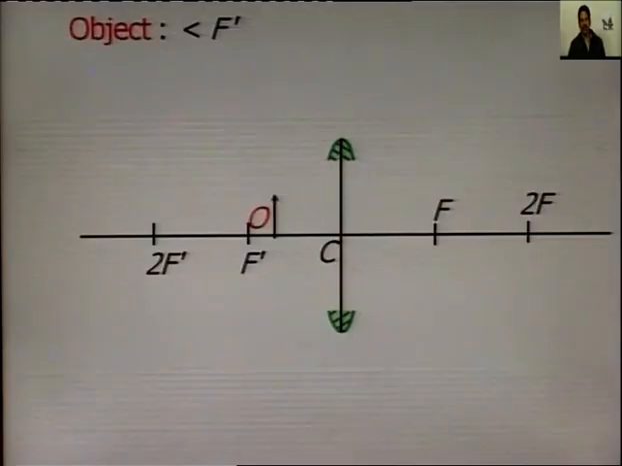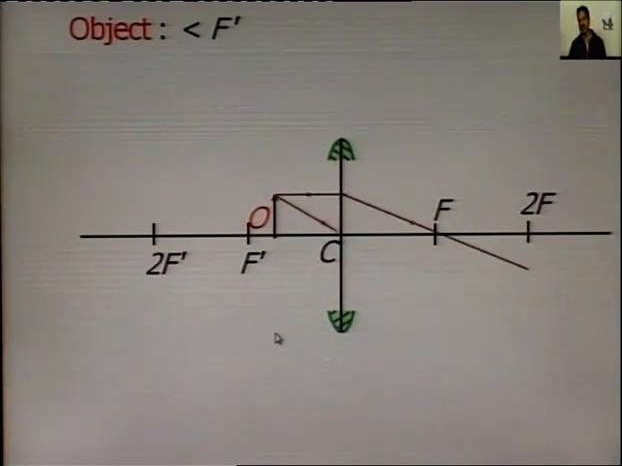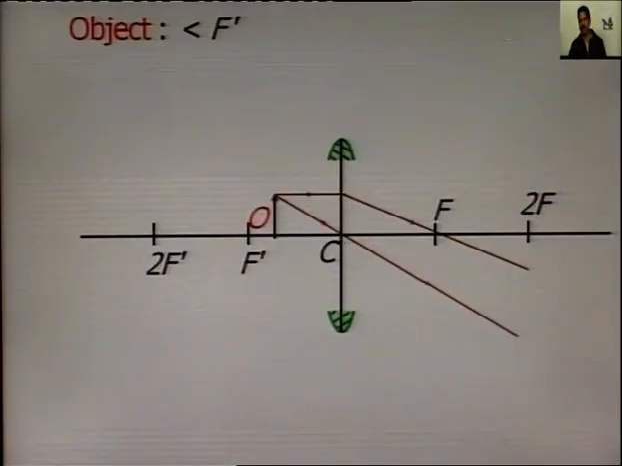The last situation is when the object is at a distance less than the focal length of the lens. So, the object is placed between O and F, the optical center and focal point of the lens. Again, for construction of the image, we will take two rays of light, one parallel to the principal axis passing through the focal point and the other one passing through the optical center. And you can clearly see from this diagram that these rays of light are moving away from each other and they will never meet each other.